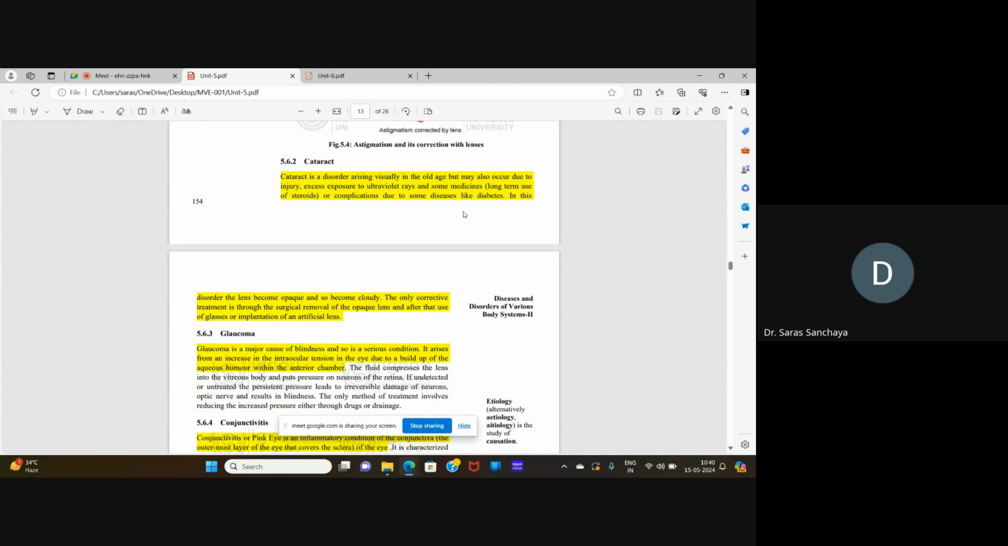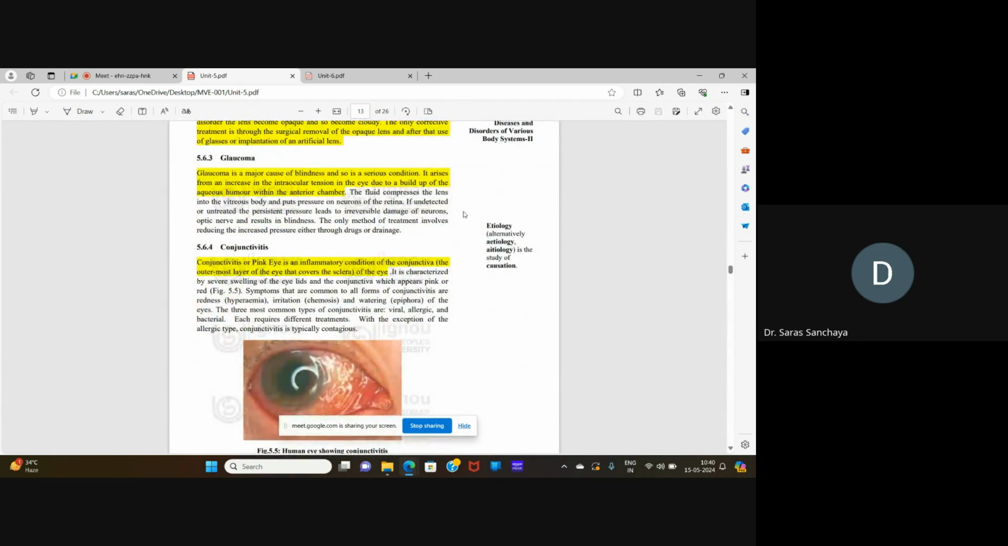Then there is glaucoma. Glaucoma is a major cause of blindness and so is a serious condition. It arises from an increase in intraocular tension in the eye due to buildup of the aqueous humor within the anterior chamber. So if the pressure in the anterior part of the eye is increased, it leads to glaucoma.